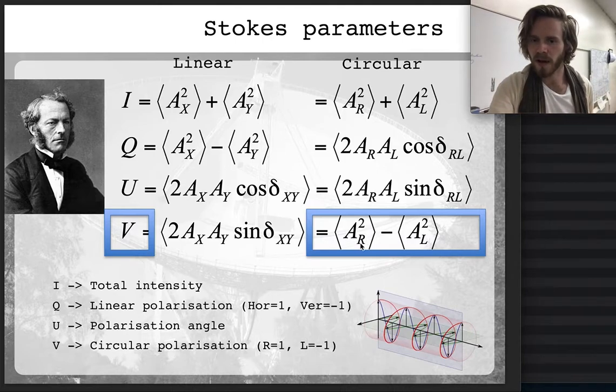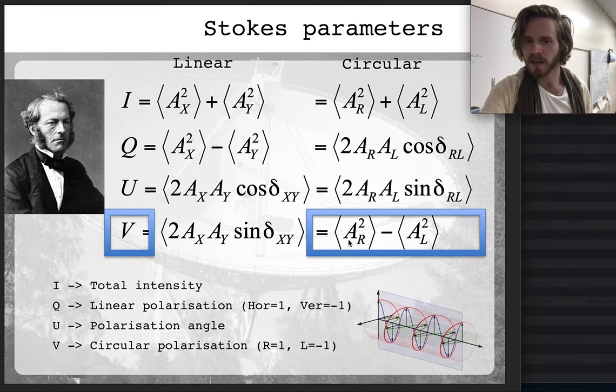So in the case that all of your wave is 100% right-hand circularly polarized, then this is going to be 1 and this is going to be 0. We call it RCP, right-hand circularly polarized. So a fully RCP wave will have a Stokes V of 1, and a fully left circularly polarized wave will give you a Stokes parameter of -1, right? Because this is 0 and this is 1, so you end up with -1.